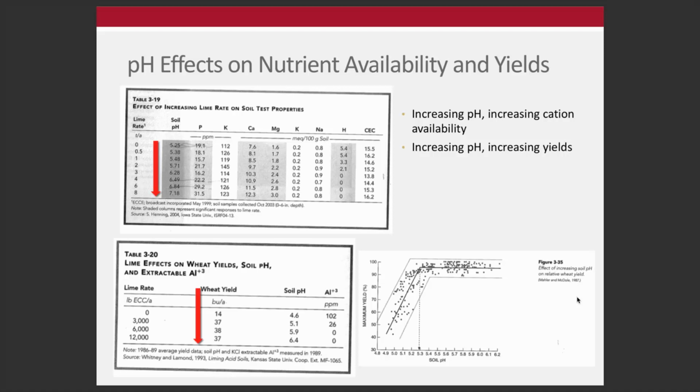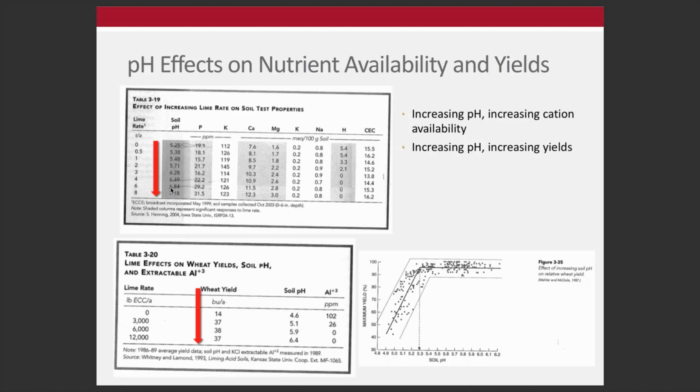Okay, so pH effects on nutrient availability and yields. It's, I guess, taken for granted that pH increases yields. It's one of the first things that you can do when you're growing crops to increase availability. Here's just some evidence that shows this, again, from our Haviland textbook. Different lime rates, from 0 to 8 tons per hectare, and the pHs that are affected by that lime rate, and we can see that we overshot here.